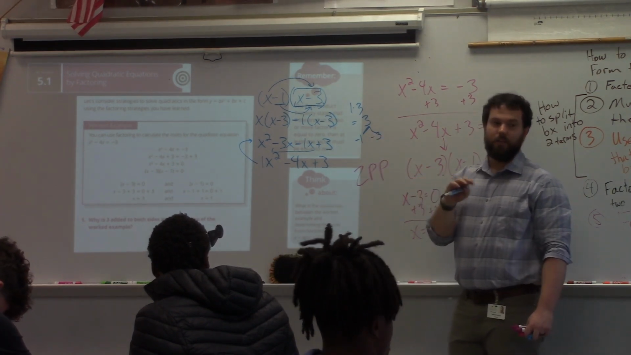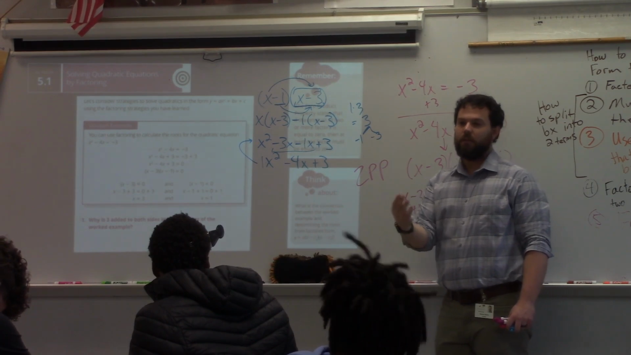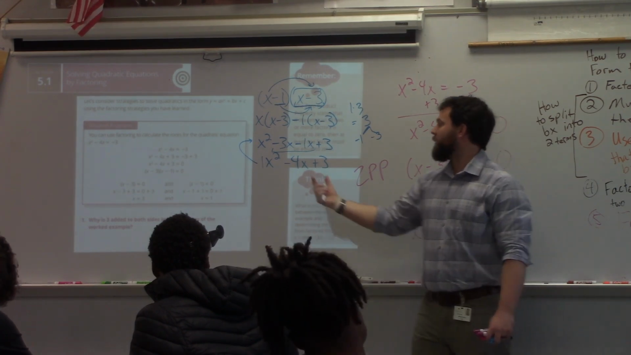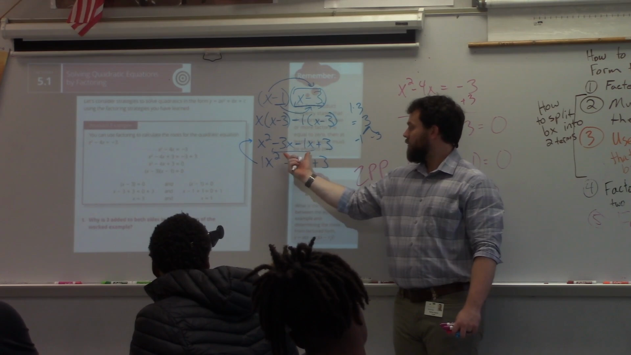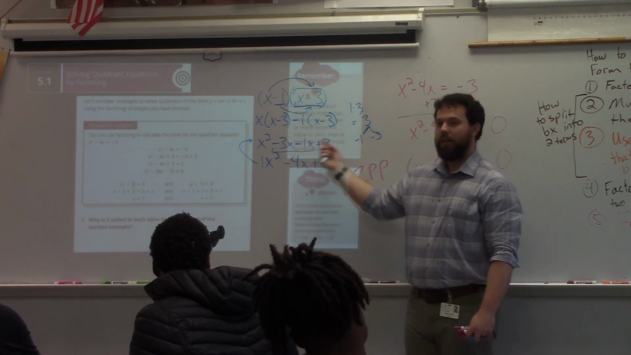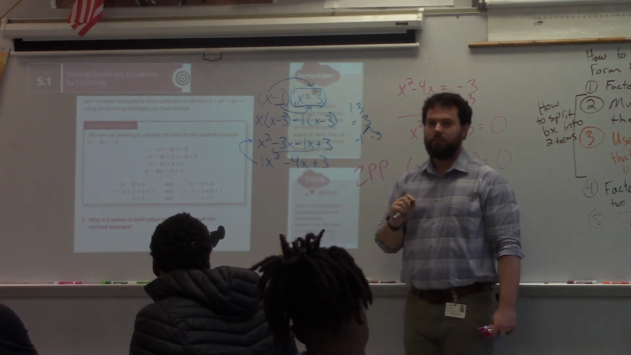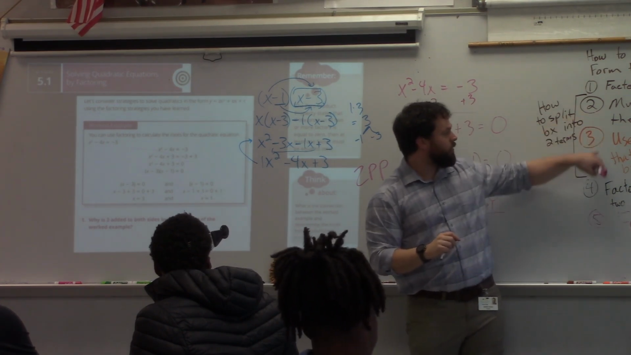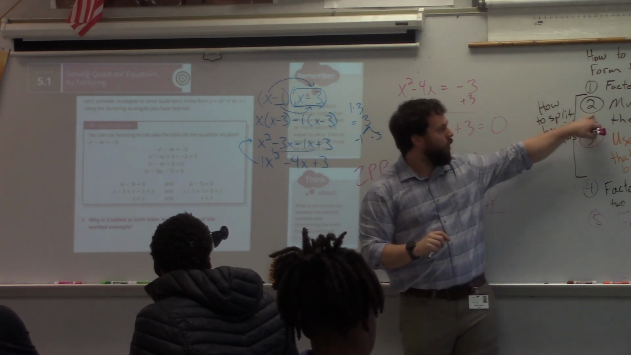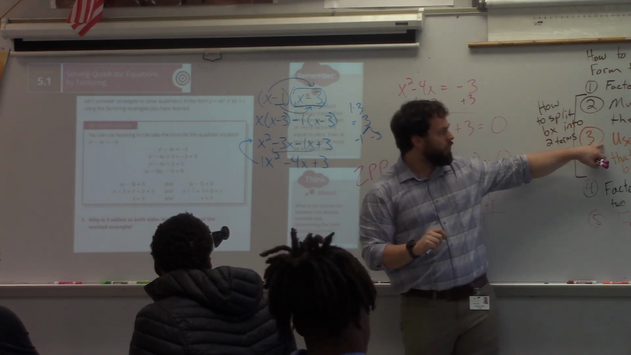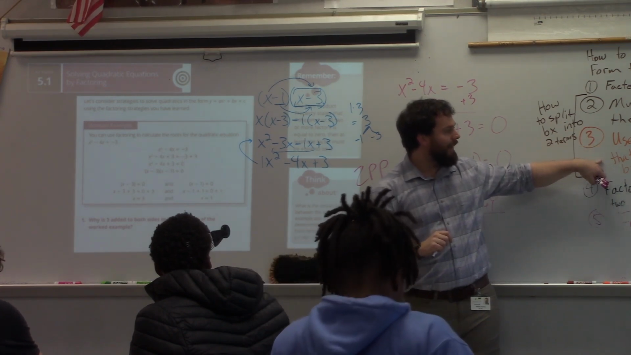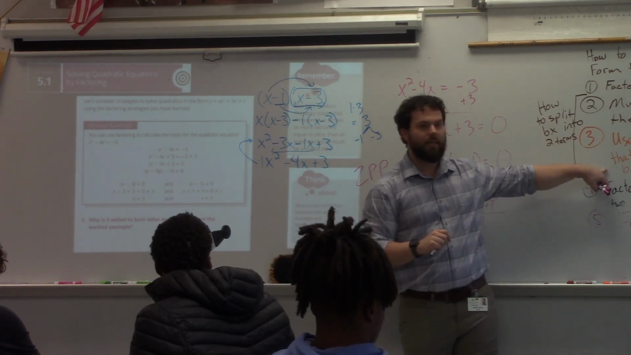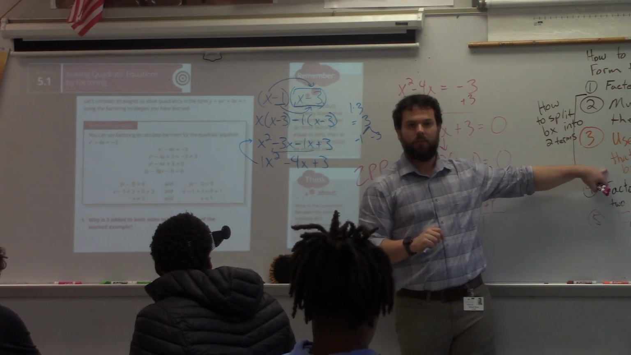Remember, I need something that multiplies to give me a positive 3, and it needs to add to give me negative 4. So, negative 1x and negative 3x. That gets me through steps 2 and 3 right here. Multiply a times c, then use factors of a times c that add up to b to write bx as 2 terms. That's all I've done.